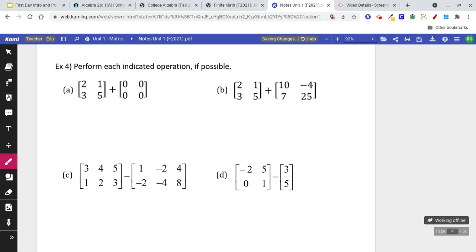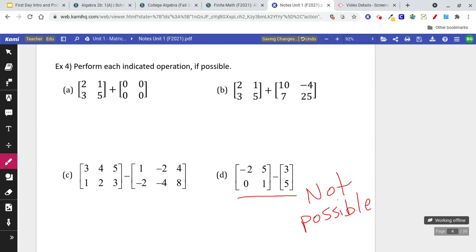Problem number 4, perform each indicated operation if possible. We'll look at the 4 examples. One of them is not possible. Try to figure out which one. If you said part D was not possible, you are correct. It's not possible to subtract those two matrices because they're not the same size. The other 3 are possible because they're all talking about the same size matrix.